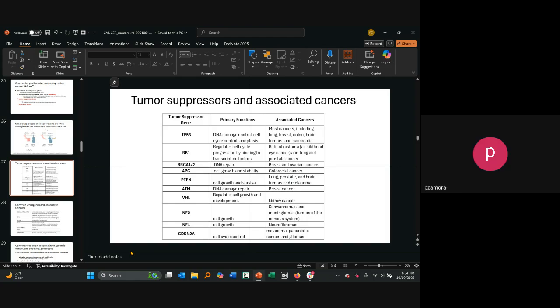Okay, so one of the perhaps natural questions to ask is, do these tumor suppressors, since they're so important, are they found in a lot of cancers?